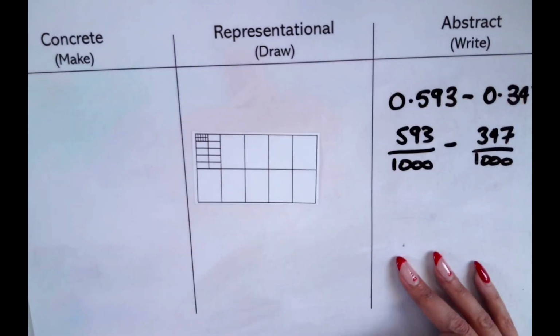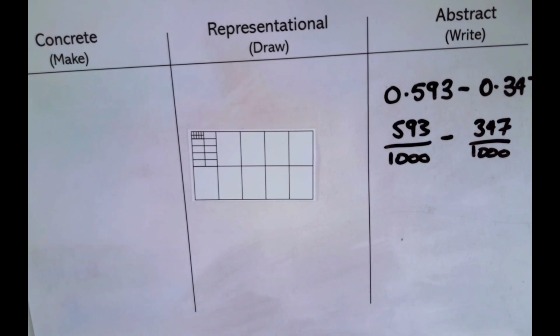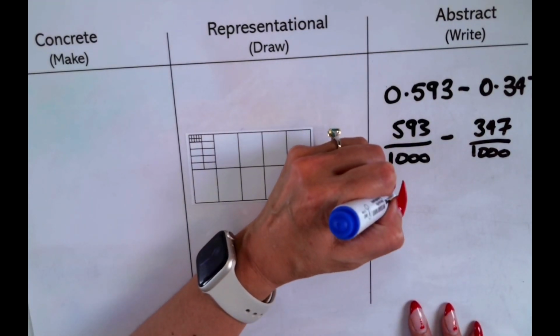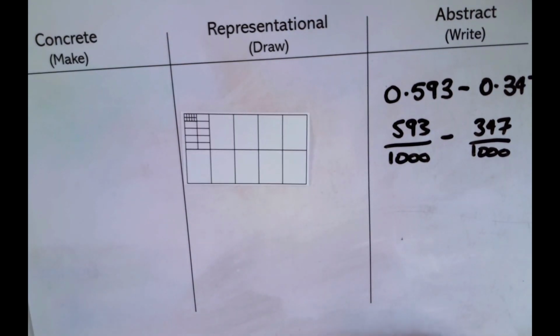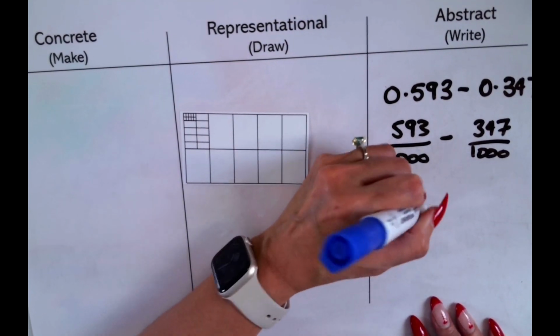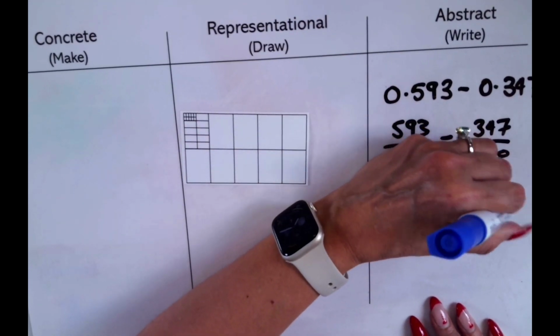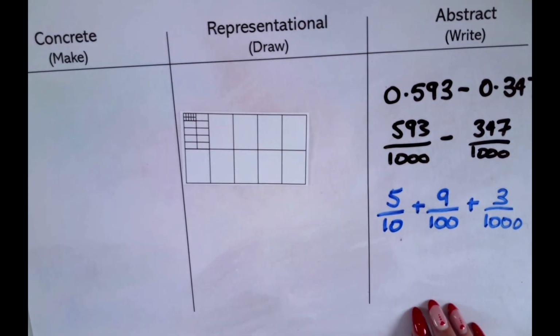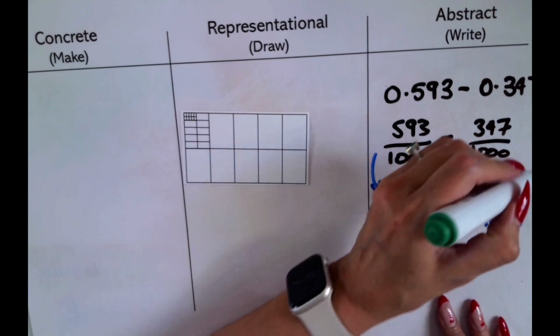347 thousandths. Now, in this case, this is where sometimes writing things in expanded form can be a little bit more conceptually easier to understand. So what I mean by that is I start with 593 thousandths, but 593 thousandths is the same as 5/10 plus 9/100 plus 3/1000. So that's 593 thousandths.